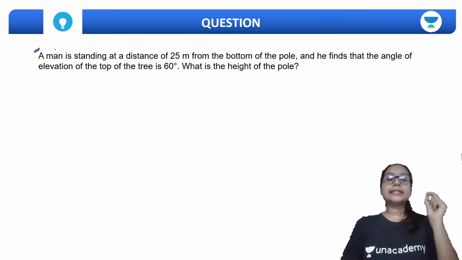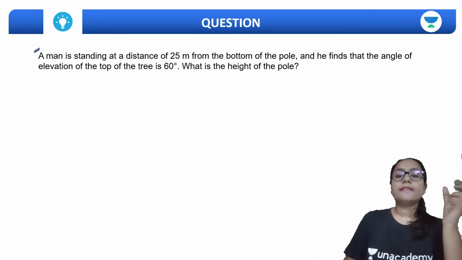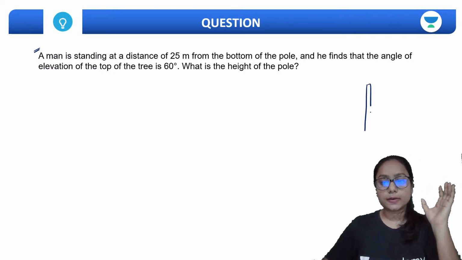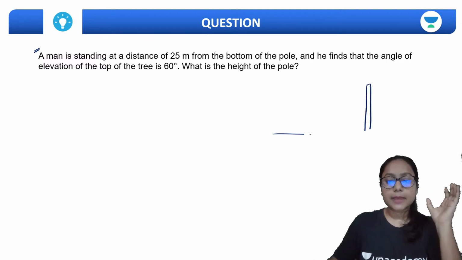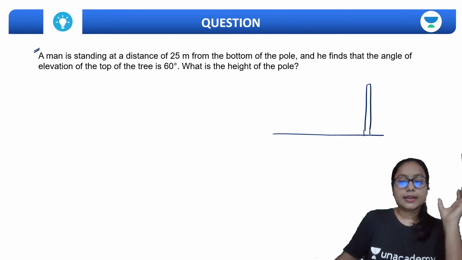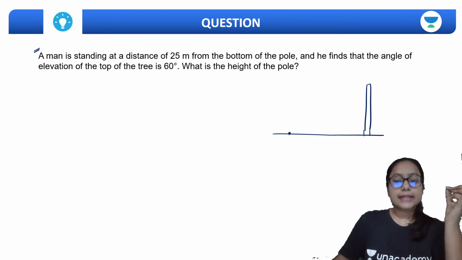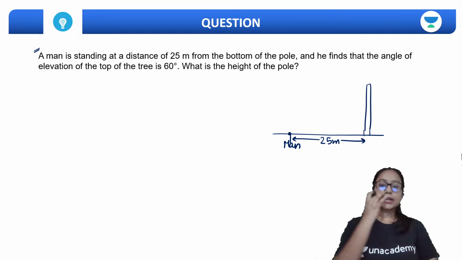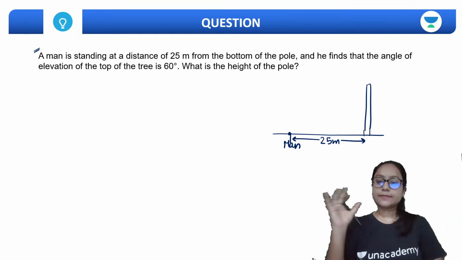A man is standing at a distance of 25 meters from the bottom of a pole. So suppose if I have a pole here, and this is my horizontal level. This man is standing here at the distance of 25 meters from the pole, right? From the first sentence, I can draw this figure.